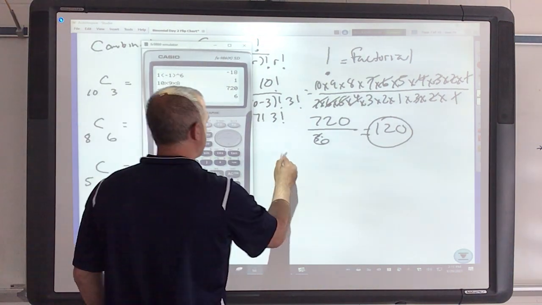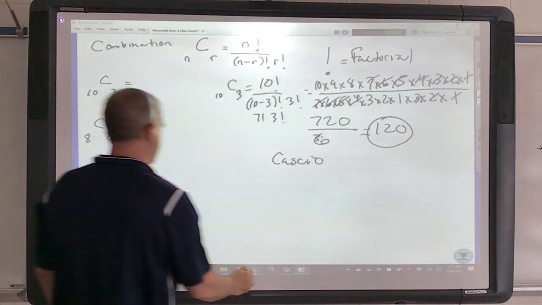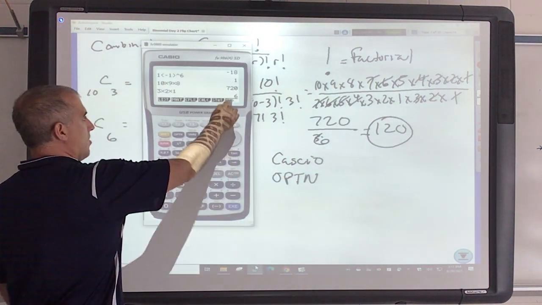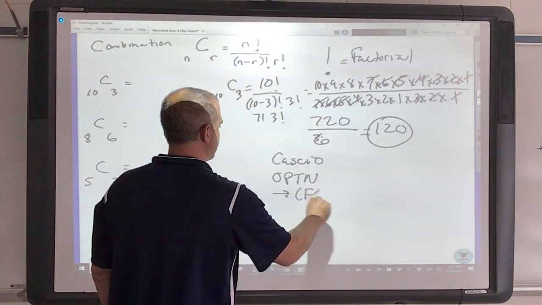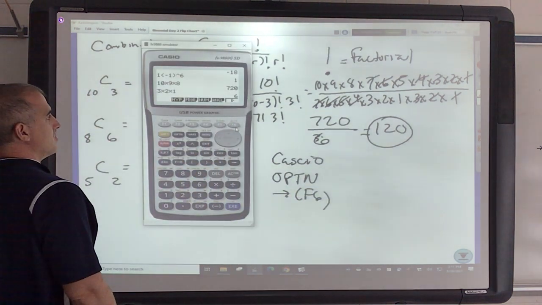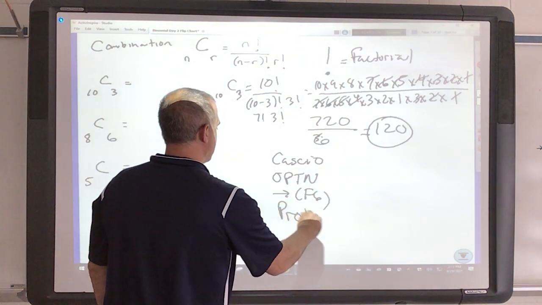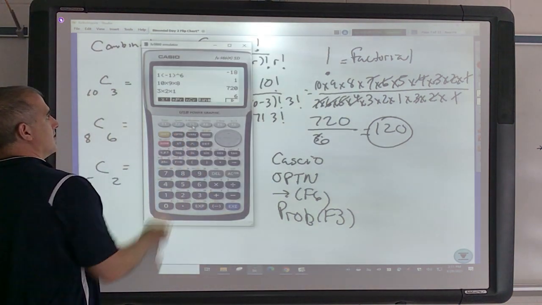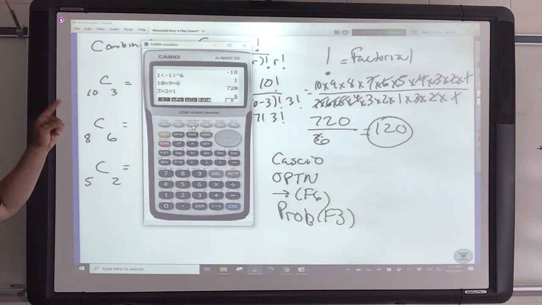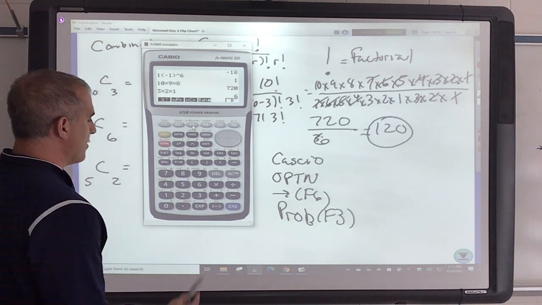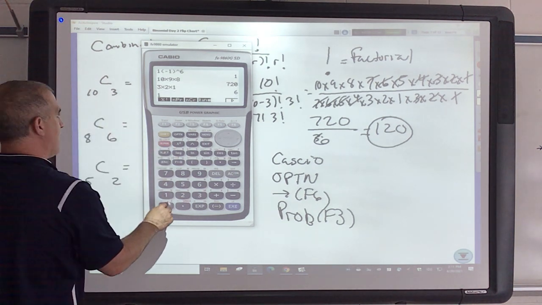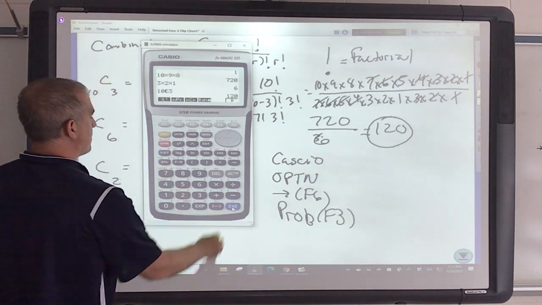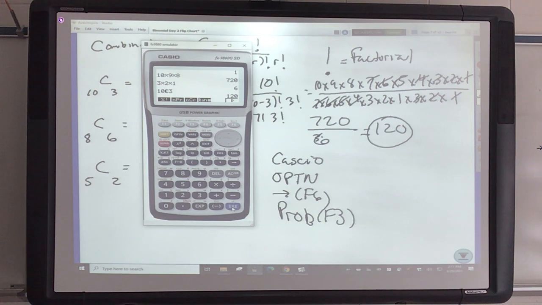If you have a Casio calculator, what you do is you go to Option, then scroll over with the arrow button to F6. You select Prob, which is F3. What I want to do is type my number first, so I type 10. Then I select F3 to get the combination, then put the 3. That's how you can get 120. Like we said, this is so much easier.